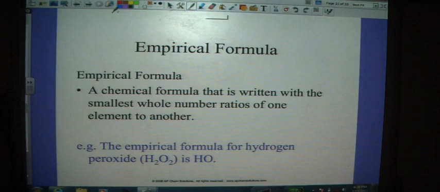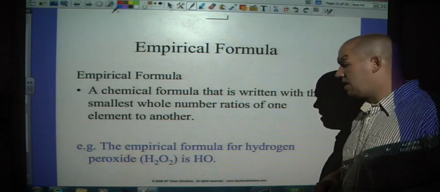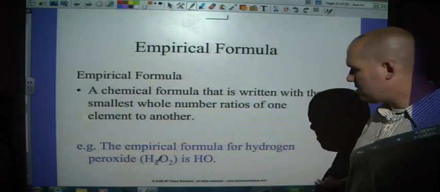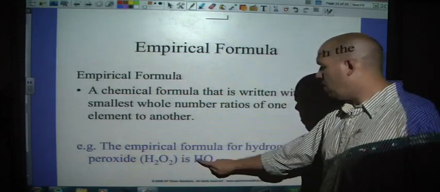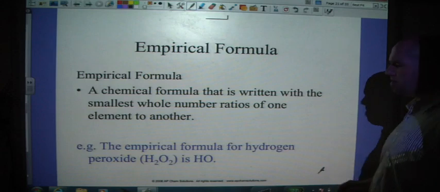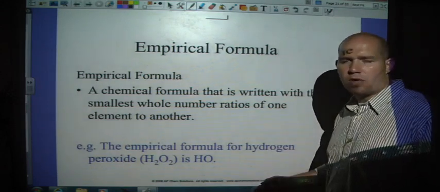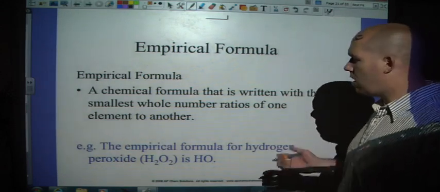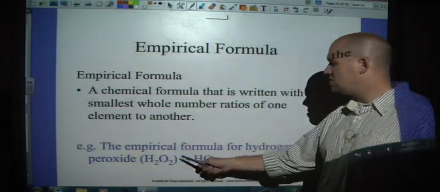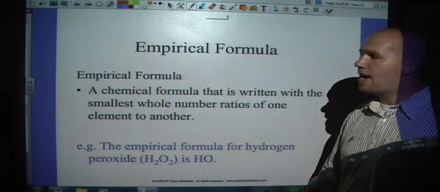What would you get? Your example here is hydrogen peroxide. Simplifying that, we have a 2 to 2 that can both be divided by 2. So that would be a 1-to-1 ratio. That would be, simply put, water, H2O. Well, you can't simplify it anymore. So water's empirical formula is H2O. So empirical is the simplest. If you can reduce it, you have to do it.